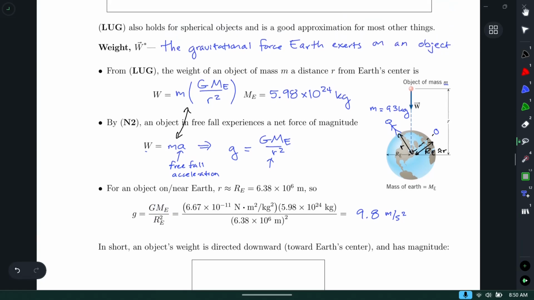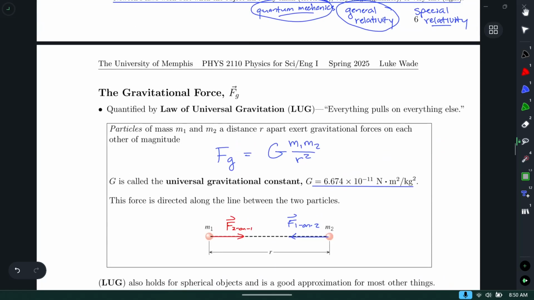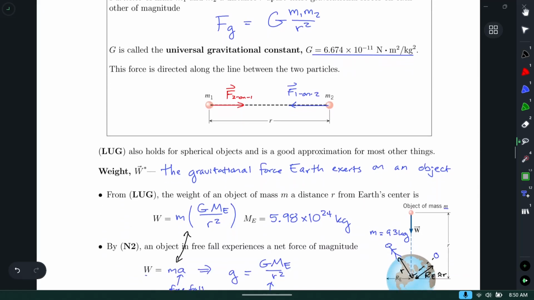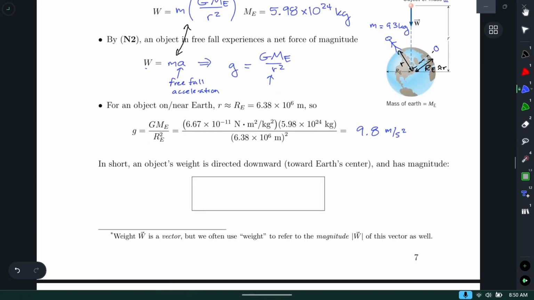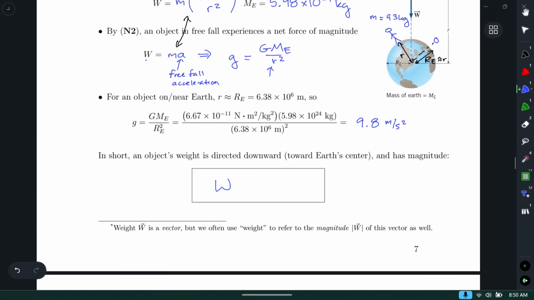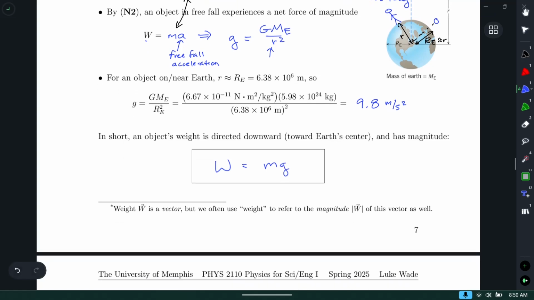But that says we don't actually have to use this full law of universal gravitation every time if we're just talking about the weight of stuff on Earth. We can just, instead of writing this whole mess in parentheses, call it G. Weight is mass times G. That's the takeaway.